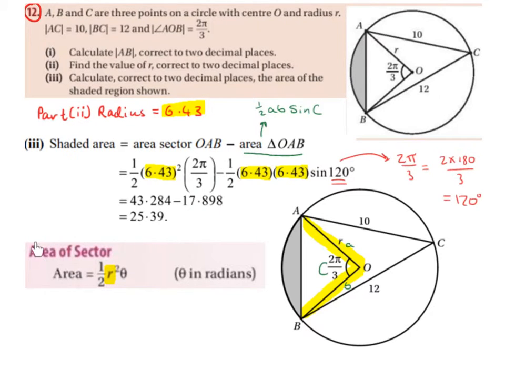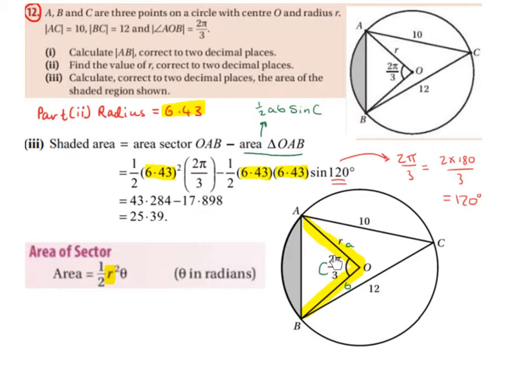The formula for the area of a sector, if our angle is in radians, is half r squared times theta, the angle. Remember the r is the radius, which is 6.43 we got from part 2. So we get a half times 6.43 squared times 2 pi over 3, which is the angle in radians. That's going to be minus the area of the triangle, which is half ab sine C. We label the capital C as the angle we're using, 2 pi over 3.